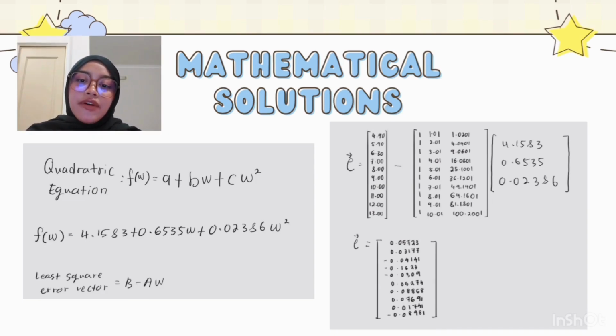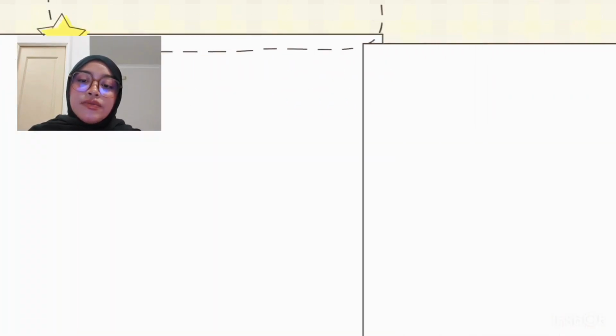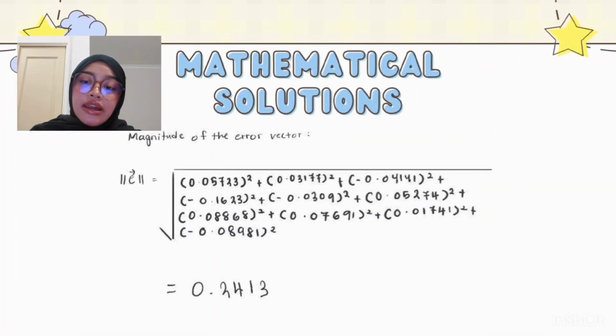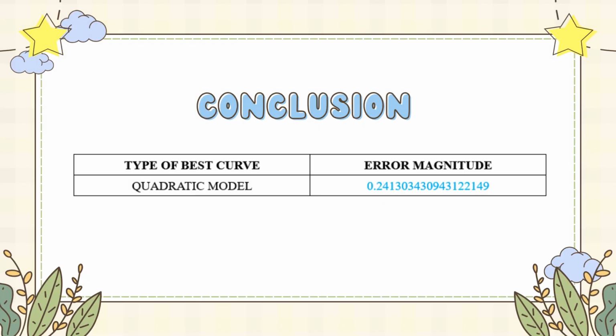After that, we can find the least square error vector. This is what we got. Next, and the final one, we need to find the magnitude of the error vector. We will find 0.2413. In conclusion, from the quadratic model above, the following error magnitude in the approximation is obtained.